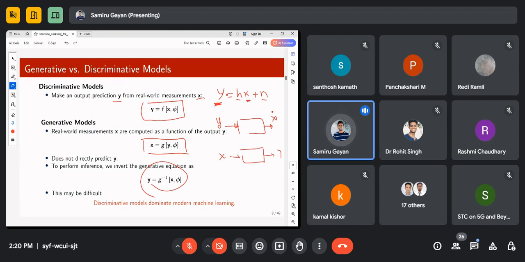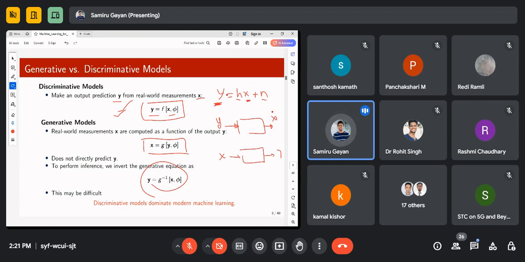So there are two different ways which we can understand easily. We have here the input-output relationship. This is the one that is very famous, the one that we use a lot. We can directly get the output from the model.